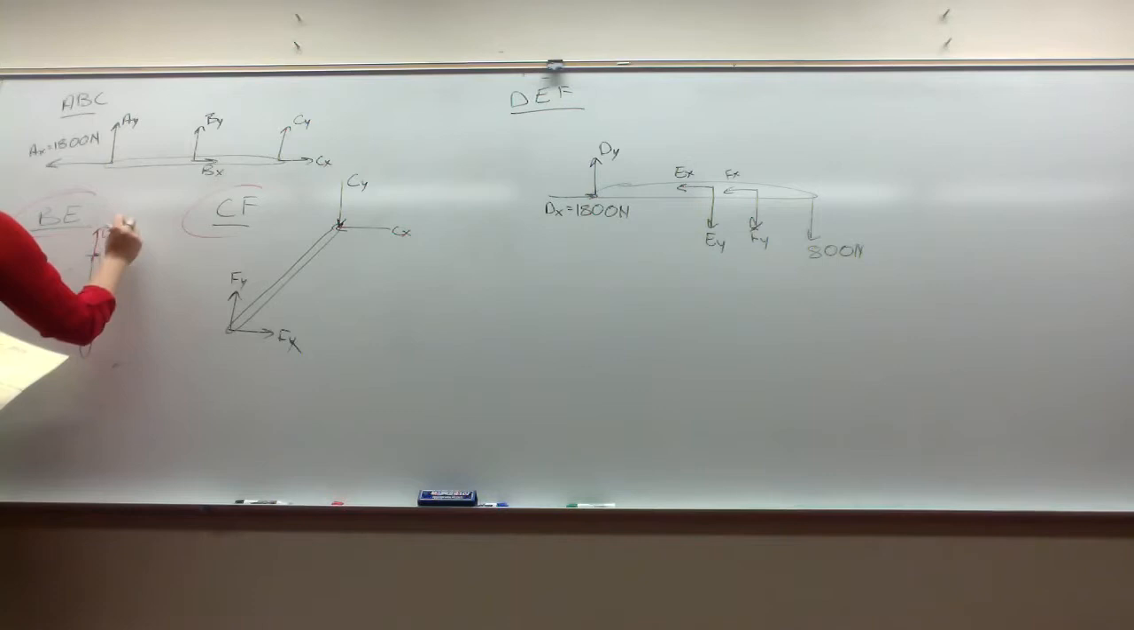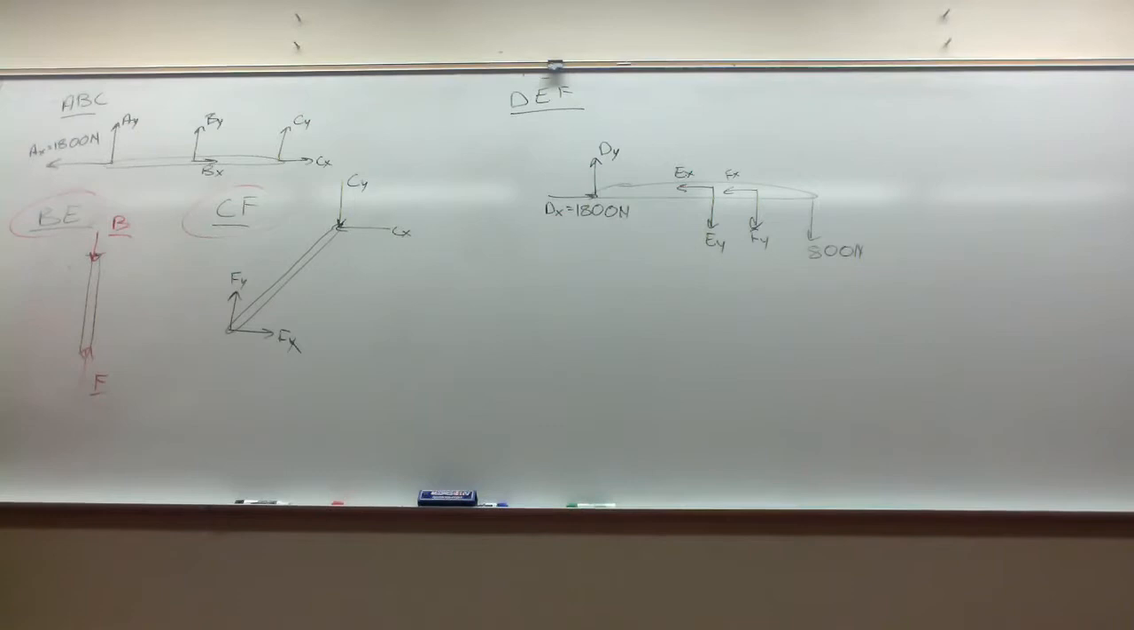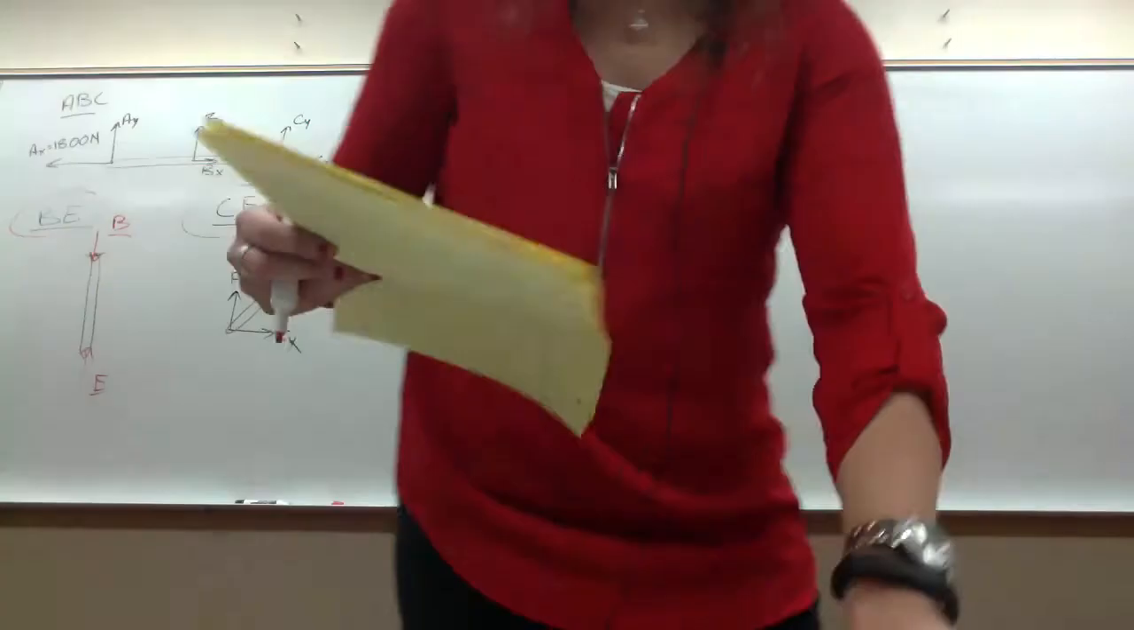That was BE. Okay, draw B and F. Shoot, I'll draw that in compression. B and F equal and opposite, acting in the vertical direction. B and E, yes. Just making sure you guys are paying attention. Okay.